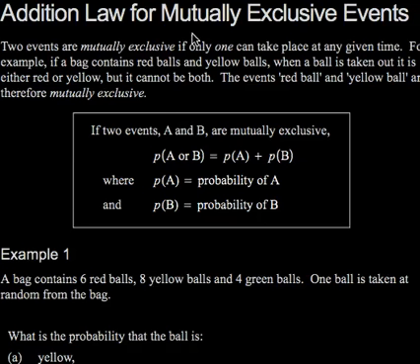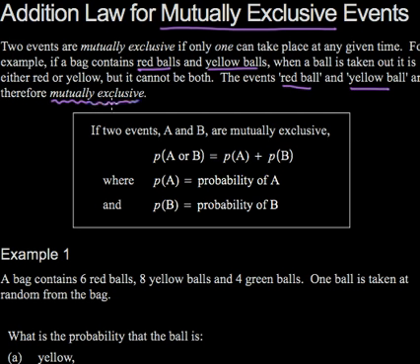In this video we're talking about mutually exclusive events, and this means that you can't have two things happening at the same time. So for example, if you had a bag containing red balls and yellow balls, you can't take a ball that is both red and yellow, so you can say that the events red ball and yellow ball are what's called mutually exclusive events.